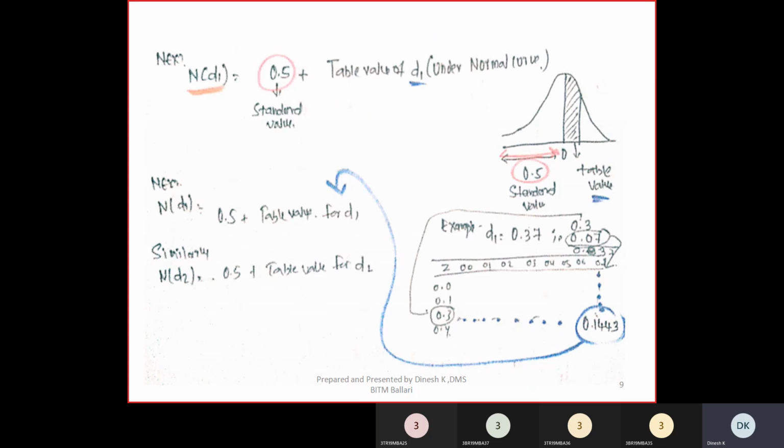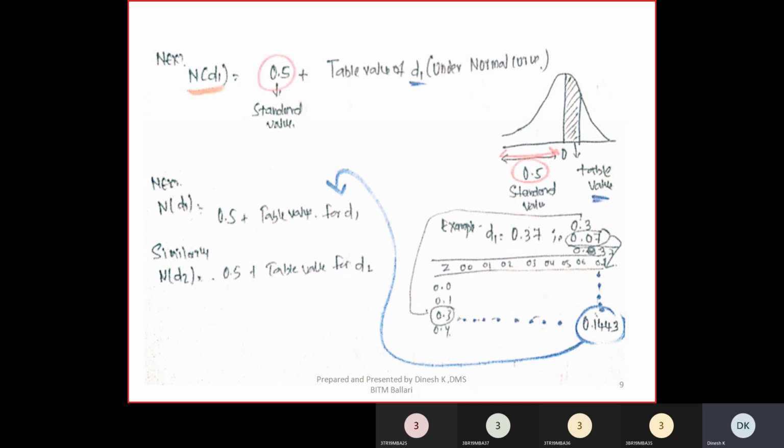On my right hand side top, there is a bell shaped curve shown to you. On the left hand side there is a standard value that we call 0.5. Any closing price you take will follow a normal distribution, this is what the theory says. So all prices follow a normal distribution. The first half is the standard value, common to all the companies, which is 0.5, plus the table value which has been highlighted vertically. Standard value plus the table value is what gives the N(D1) value.